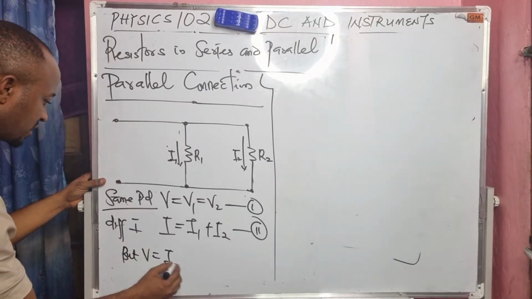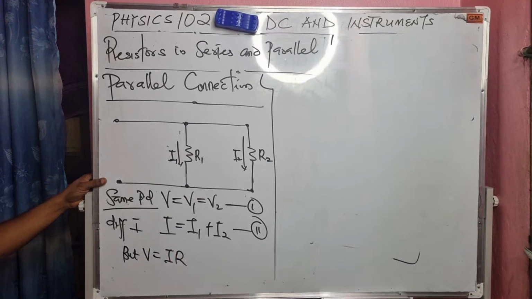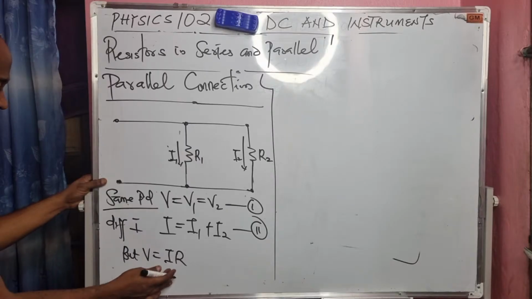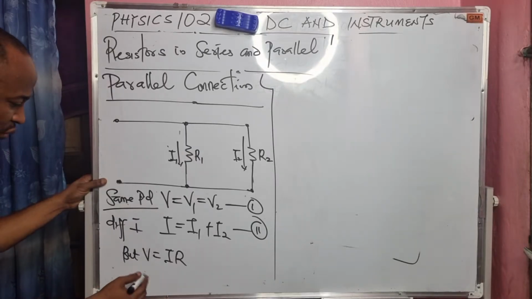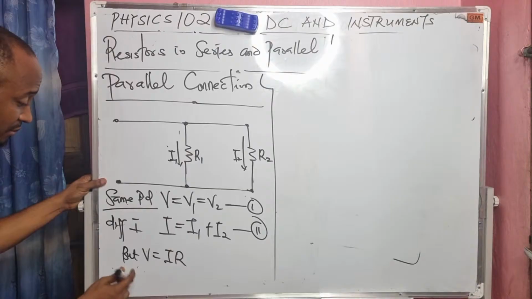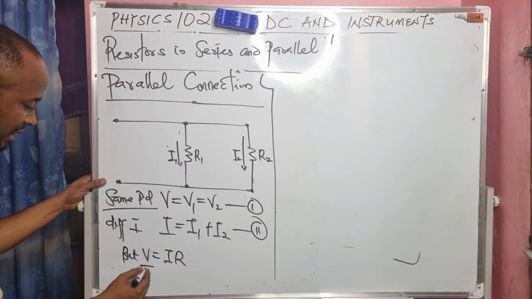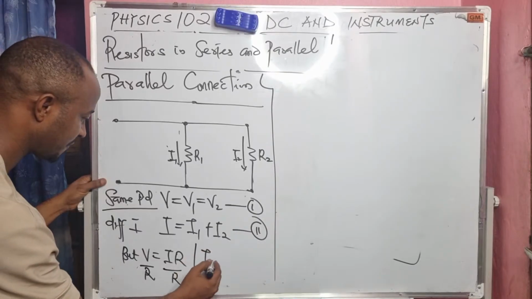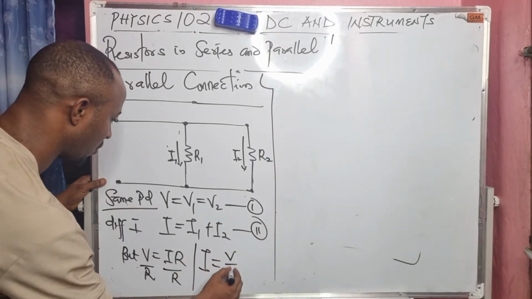But V is equal to what? V equals IR. Now let's find the value of the current here. I have to divide both sides by I. But I hope we are aware, by the time we divide both sides by R, this will give us I equals V over R.